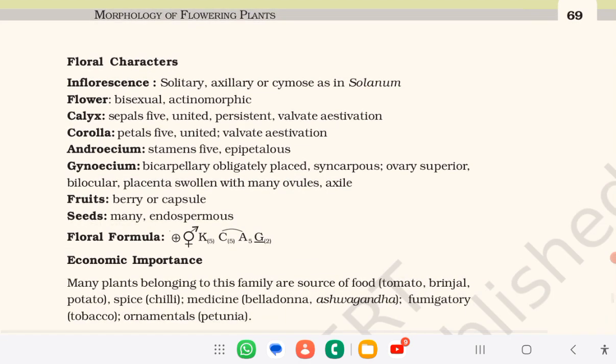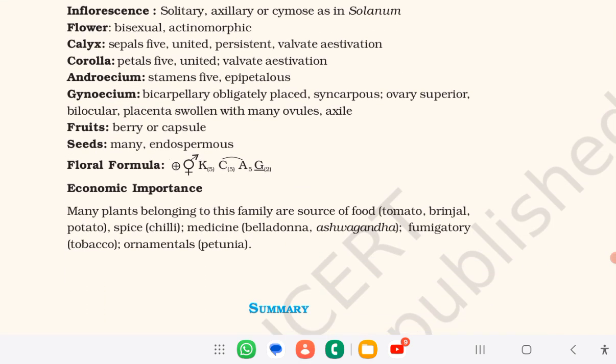Economic importance. Many plants belonging to this family are source of food: tomato, brinjal, potato; spice, for example chili; medicine, for example belladonna, ashwagandha; fumigatory, for example tobacco; ornamentals, for example petunia.